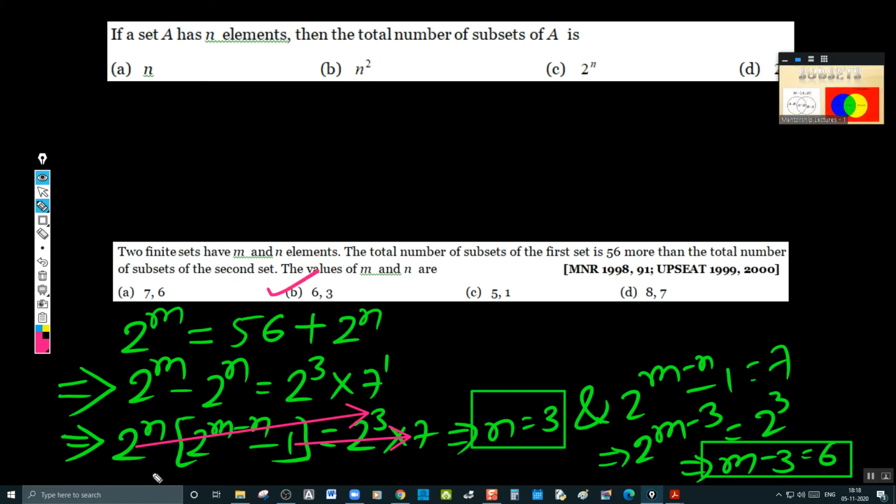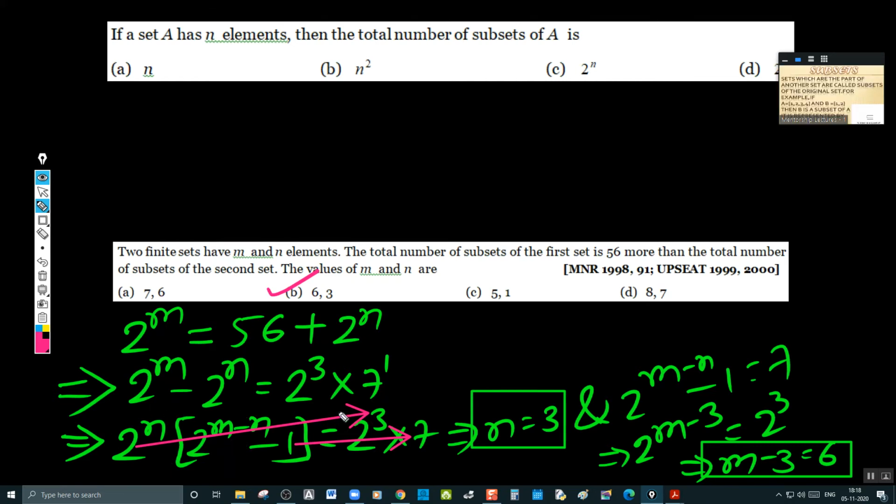Because 2 power n is 2 cube, and it is 7. 7 cannot be split further because it's a prime number, and we have taken the prime factorization. So that is the reason why we have equated the prime numbers. That's it. 2 raised to m minus n minus 1 is a prime number.